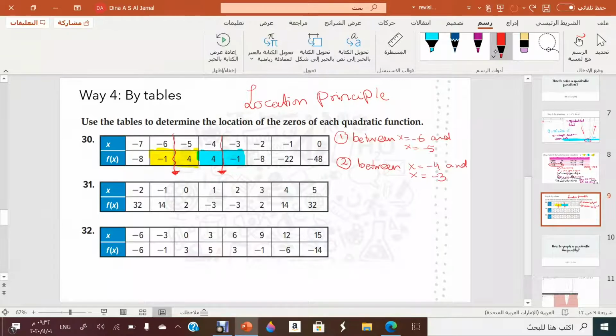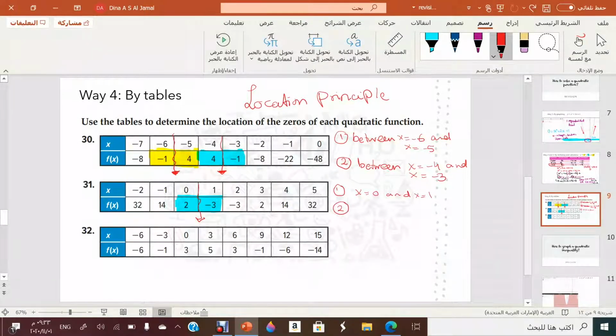Great. Now let's go to the other table. You have only to look at f of x values. Look at the change of the sign. You are having positive, suddenly you have negative. That means you are having a root between these two values. So the first root will be between x is equal 0 and x is equal 1.